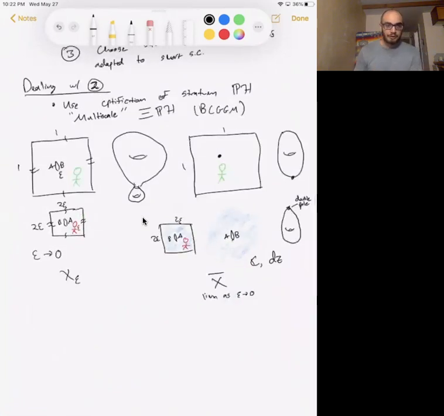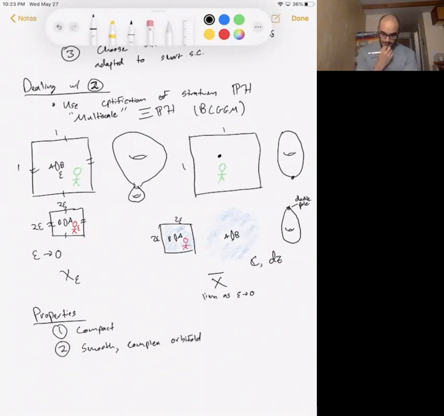But I just want to tell you some properties of the compactification. So as suggested by the name, it's a compact topological space. So we'll be able to use compactness arguments. It's also a very nice topological space: it's a smooth complex orbifold. So it's almost as good as a complex manifold.